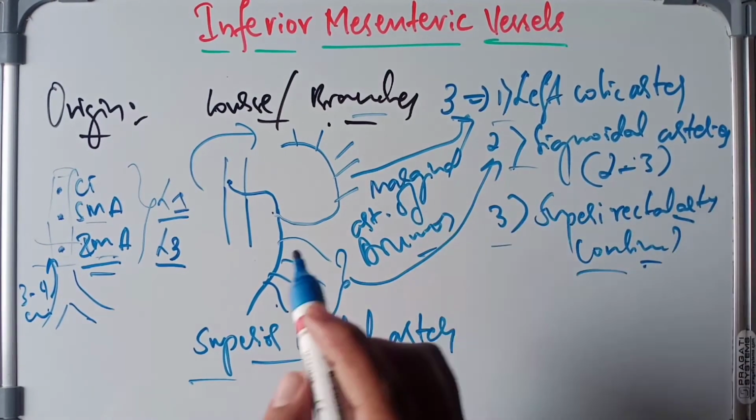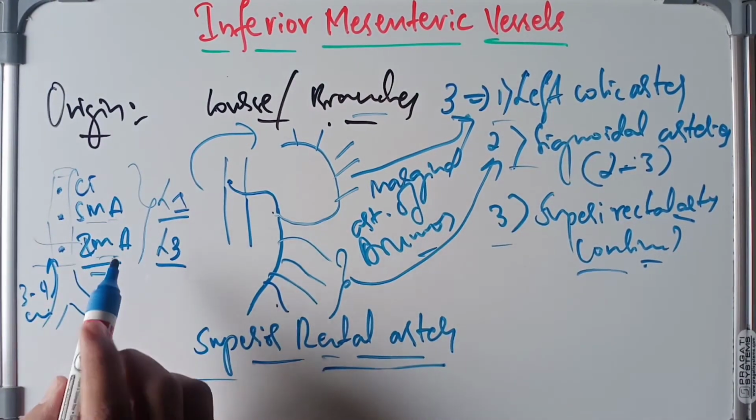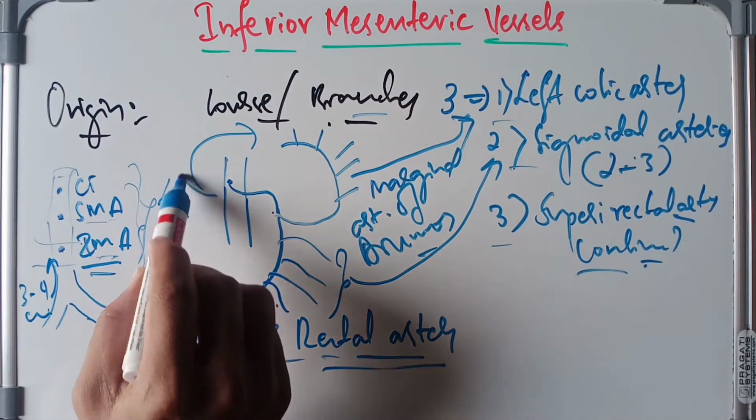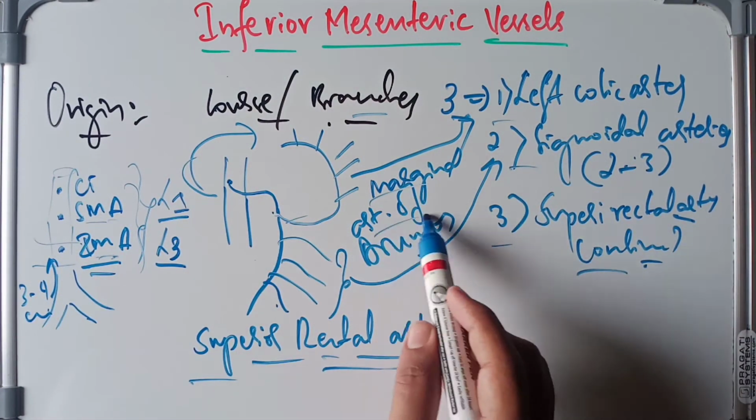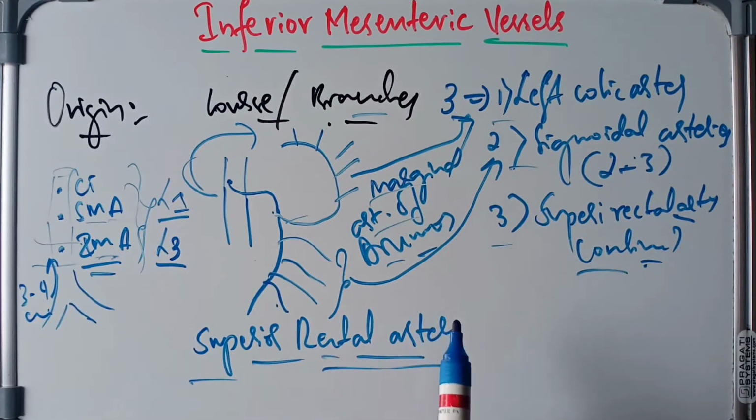This is a very important artery. The inferior mesenteric artery and the superior mesenteric artery will anastomose with the middle colic and the left colic artery by forming the marginal artery of Drummond. We have a separate discussion on the marginal artery of Drummond. Please make sure to watch that.